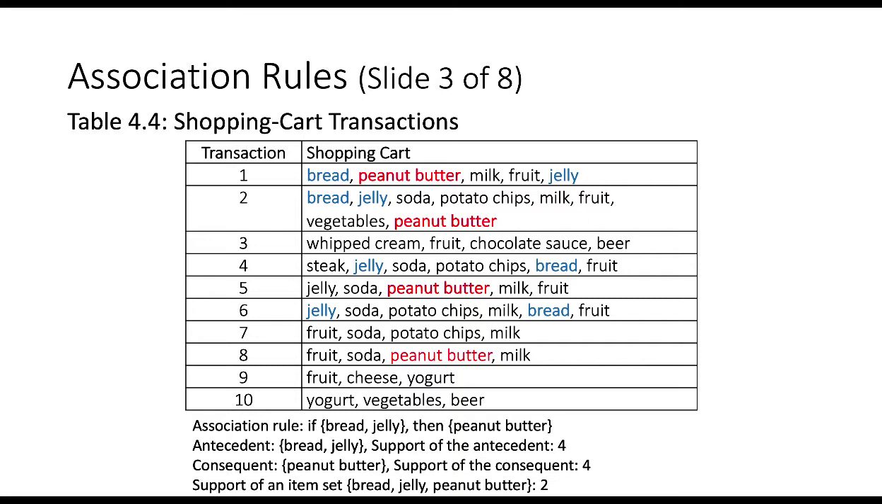We define the support count of an item set as the number of transactions in the data that include that item set. So the potential impact of an association rule is often controlled by the number of transactions it may affect, which is measured by computing the support count of the items that consist of both the antecedent and the consequent. So from this table, we can see that the support count of bread, jelly, and peanut butter is 2: transactions 1 and 2. The rest of them are separate in different transactions.